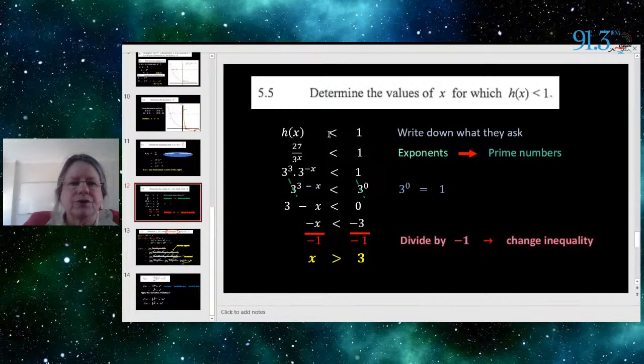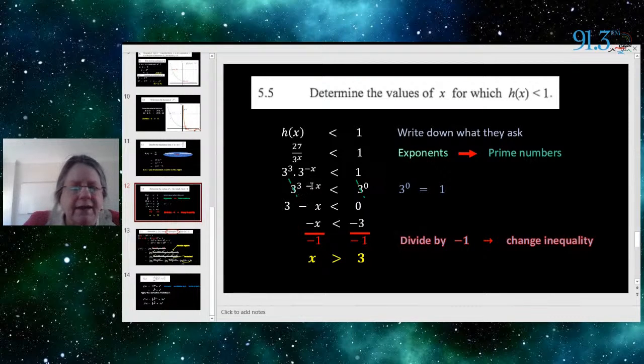Now you go to your question paper and find h(x). And we'll find h(x) in question 5.4. And it happens to be 27 over 3 to the power x. And we just say, less than 1. Again, we're working with exponents, prime numbers. So I've repeated a little bit of the previous question. So we will do prime numbers, 3 to the power 3 times 3 to the power negative x less than 1.